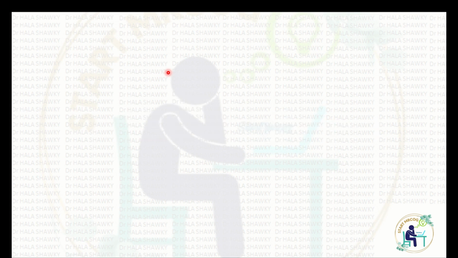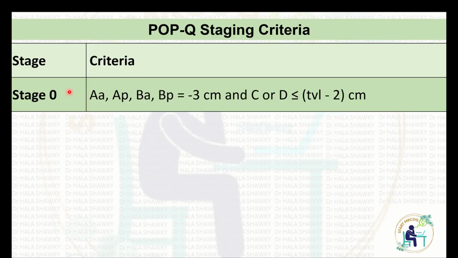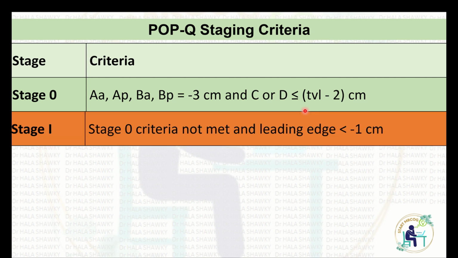Now, stages of prolapse. We have 5 stages for prolapse. Stage 0, when all points are above -3, and points C and D are below or equal to the total vaginal length -2 cm. Stage 1, when the stage 0 criteria are not met and the leading edge is still above -1 cm, like here in this diagram.